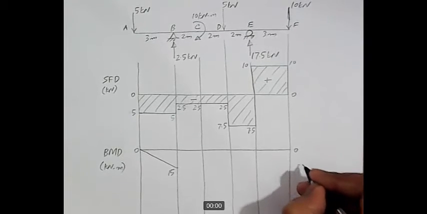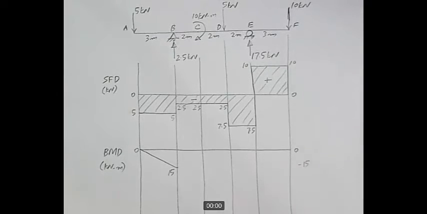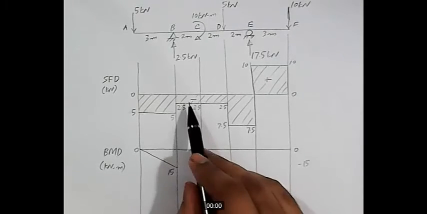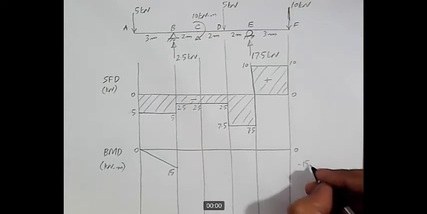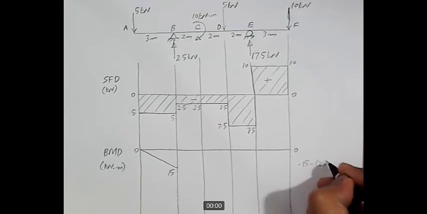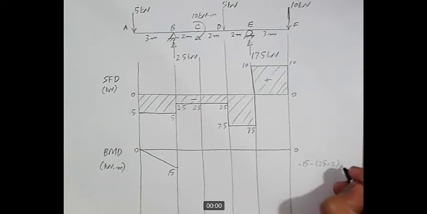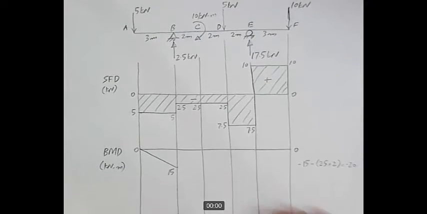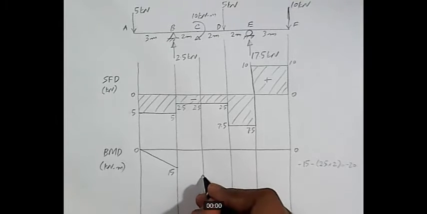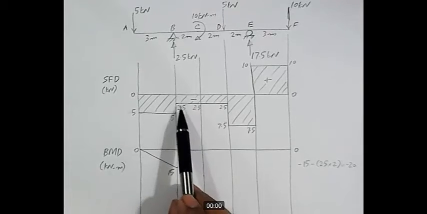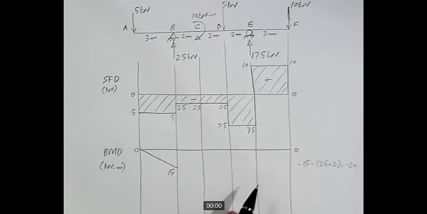So the current value of bending moment is minus 15, and how much is the area in this region? One thing is that we need to incorporate the sign as well, so it's minus, and the area is 2.5 into 2. Minus 15 minus 2.5 into 2, if you solve this, you get minus 20. Minus 20 kilonewton meter. So the value of bending moment at this point is minus 20. And again, this is a 0 degree line, so these 2 points will be connected with a first degree line.